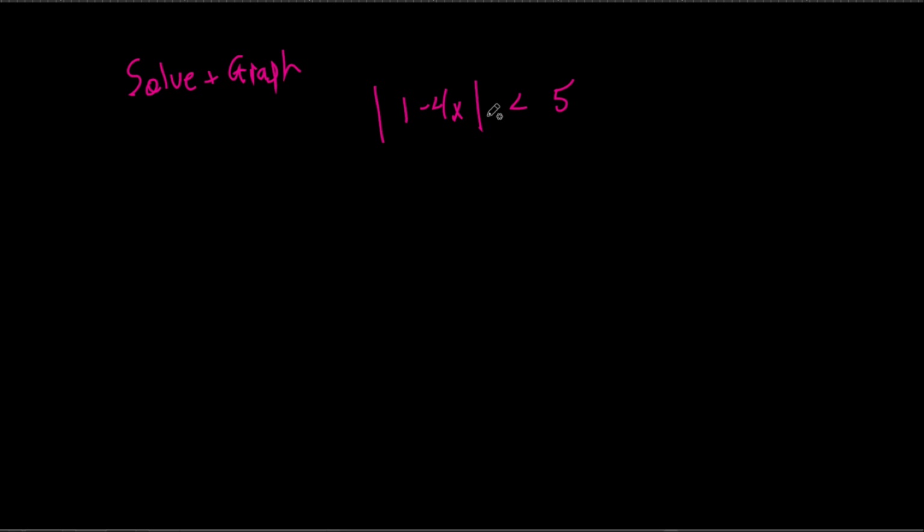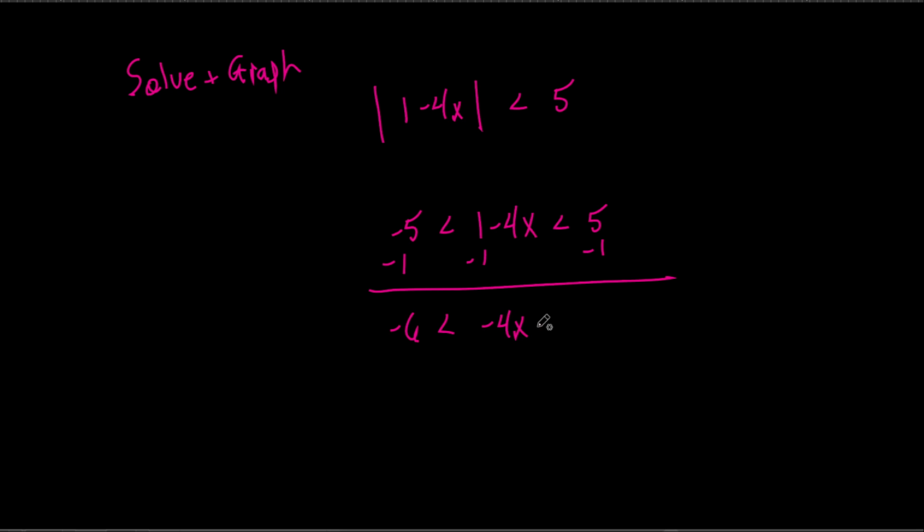So what do we do? It's less than, all right? So that means we're going to put it in between. So I'm going to put a less than here and a less than here. I'm going to put a negative 5 right there because remember that negative a in that theorem. So I can put a negative 5 and a positive 5. And now I solve for x. So let's do that. Let's do it quick. Minus 1, minus 1, minus 1. This is negative 6. This is less than. This is negative 4x. This is less than, and this is a 4.